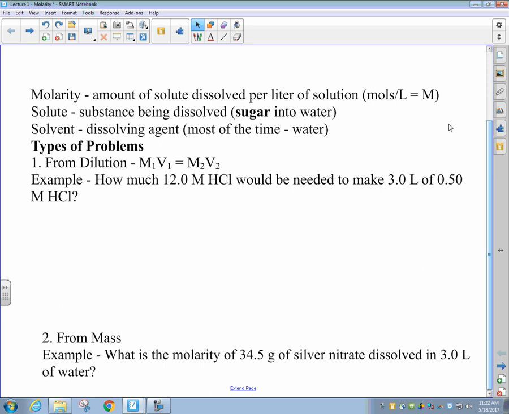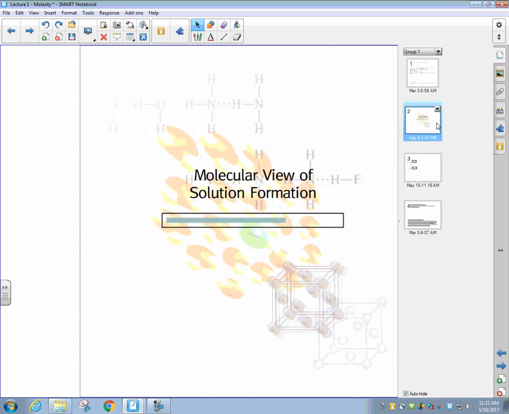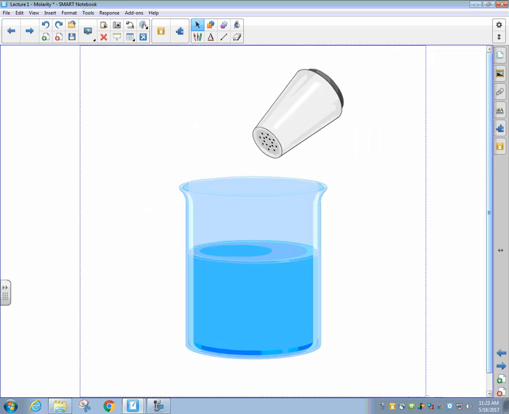Now, the two parts of that definition: the solute is the substance being dissolved, the sugar into water, the salt into water, a variety of different examples you could give of solutes. The solvent is your dissolving agent. Most of the time in our first year in organic chemistry class, we are going to use water as our dissolving agent. We have a quick little video here that we're going to show that will further explain and show how this process works.